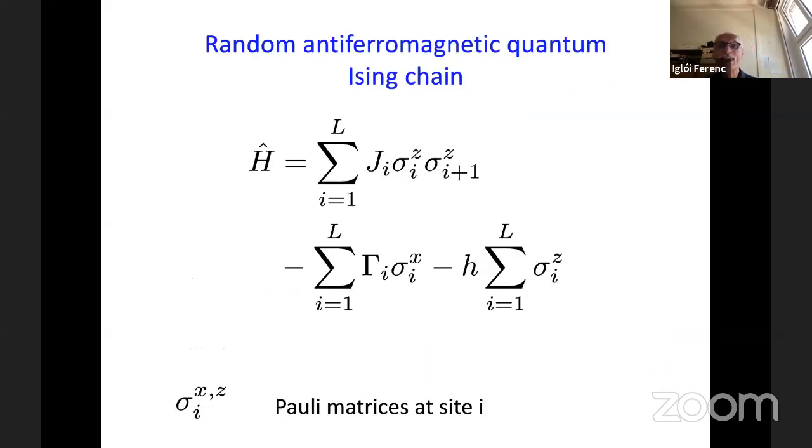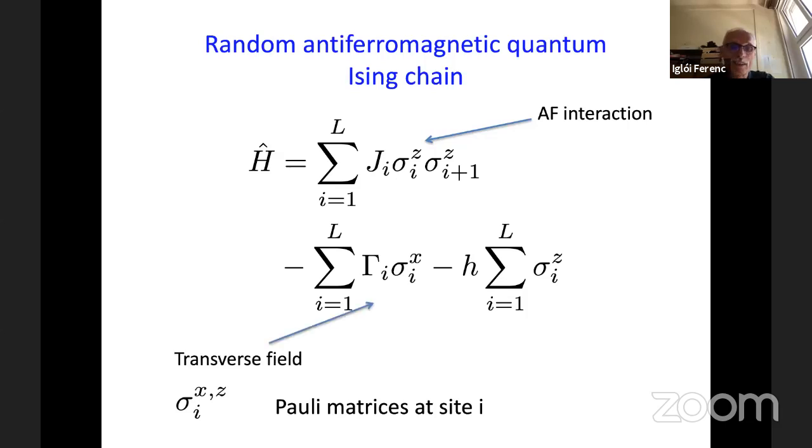Okay, and let's see our model. So this is an Ising chain. The variables are Pauli matrices at site i. It has a length of L. And the first term is the classical antiferromagnetic interaction between nearest neighbors. The quantum effect is made by the transverse field, which is this term here, since the Pauli matrices at the same position, we all know, do not commute. And finally, in the antiferromagnetic model, we can introduce also a longitudinal field. And even in the presence of a longitudinal field, we have interesting physics here.